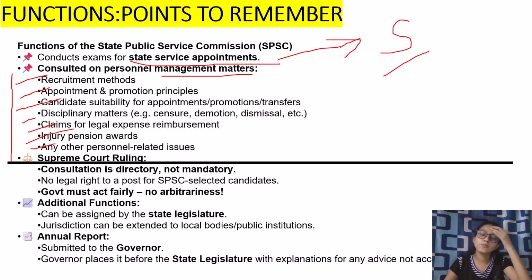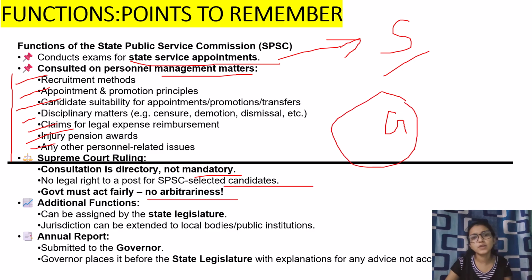Supreme Court ruling, and what the Supreme Court has to say regarding this. Consultation is directory, not mandatory. No legal right for an SPSC selected candidate. The Supreme Court says the government must act fairly, not arbitrarily. Additional functions can be assigned by the state legislature. Jurisdiction can be extended to a local body or public institution.